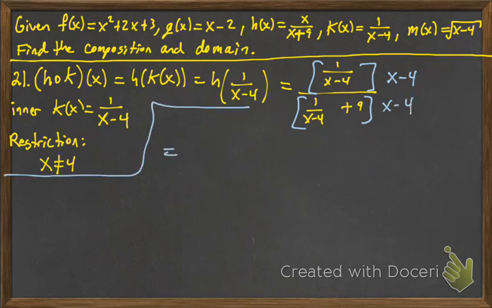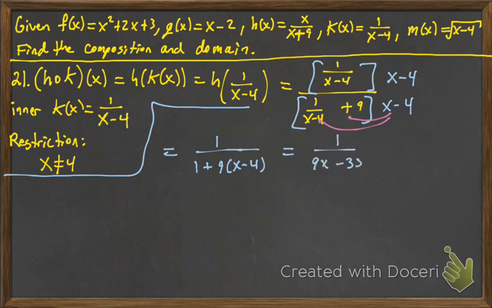So when we multiply the 1 over x minus 4 times x minus 4, the x minus 4s will absorb, and we'll be left with 1. On the bottom, we'll distribute. When I do the 1 over x minus 4 times x minus 4, the x minus 4s will absorb, and we'll be left with 1. And then we'll have 9 times the quantity x minus 4. We'll have to distribute and collect like terms. So we get 1 over 9x minus 35, and that's our composition formula.